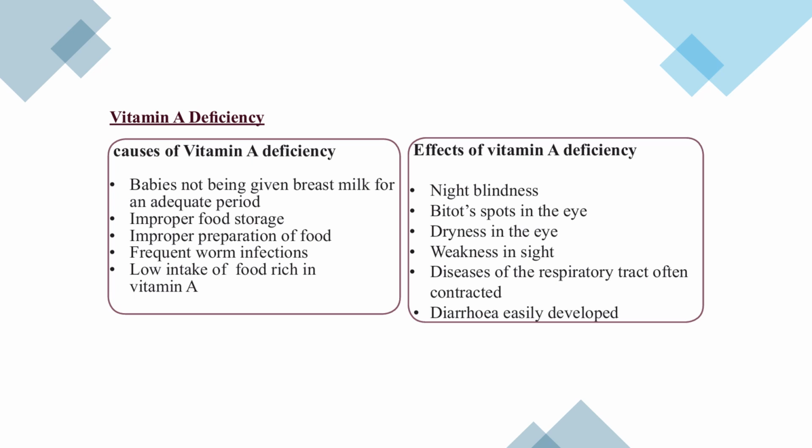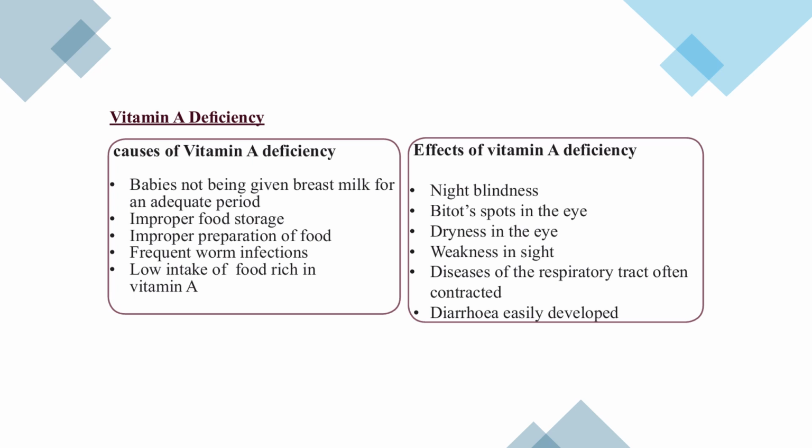And then improper food storage. Storing food incorrectly can also lead to the loss of vitamin A and reduce its nutritional value. And then incorrect food preparation, that means if somebody is overcooking or cooking a certain food with too much heat, that can also destroy vitamin A in foods. Then frequent worm infections. There are certain parasitic infections that can interfere with nutrient absorption and cause deficiencies. And then low intake of vitamin A rich foods. If you are not consuming enough foods like carrots, leafy greens, fish, liver, and dairy products, that can also cause you vitamin A deficiency.